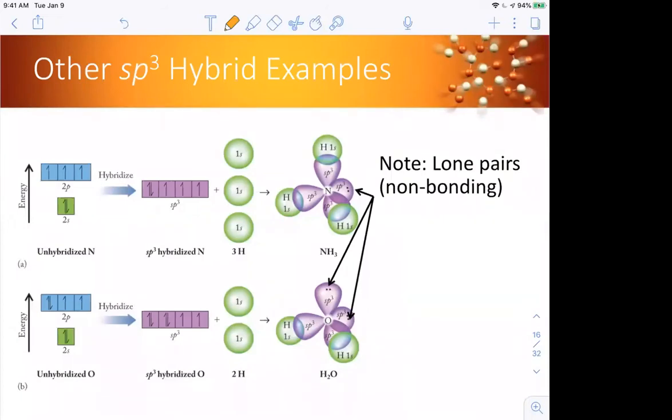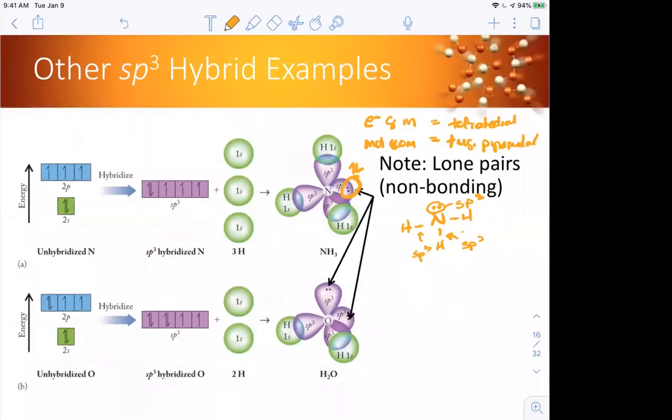I could also do this with, remember, ammonia. Its electron geometry is tetrahedral, but my molecular geometry for ammonia is trigonal pyramidal, and notice I have a lone pair in an sp3 hybridized orbital. So this is NH3. This lone pair is in an sp3 orbital. This is an sp3, this is an sp3, and this is an sp3. And then it's overlapping with the hydrogen s orbitals.